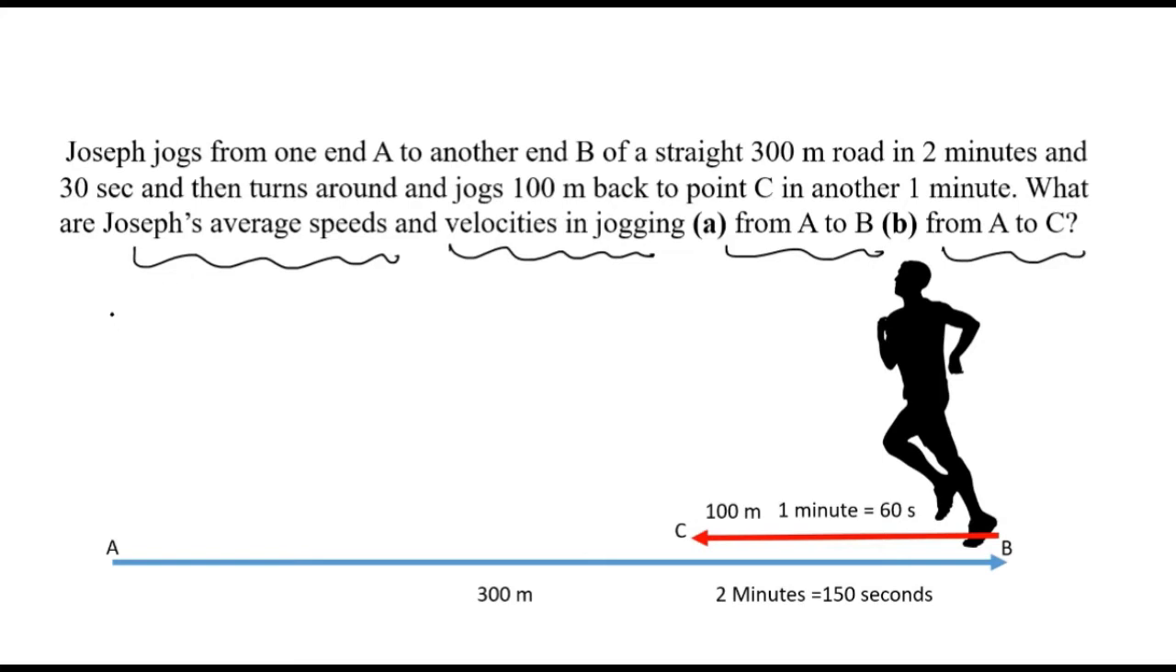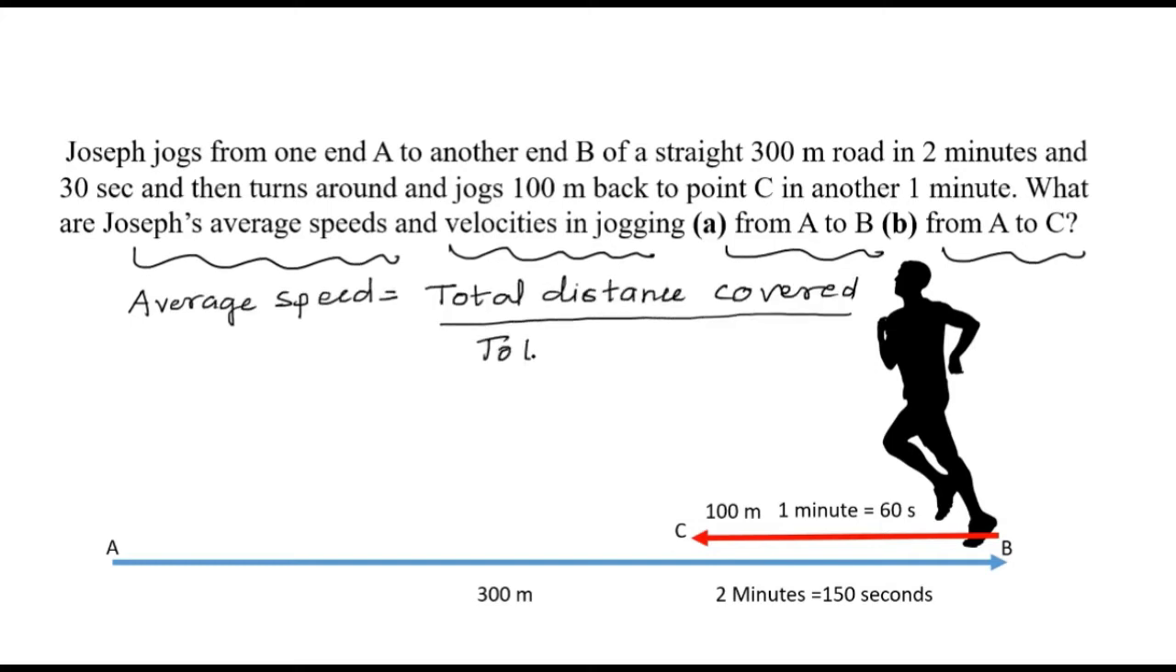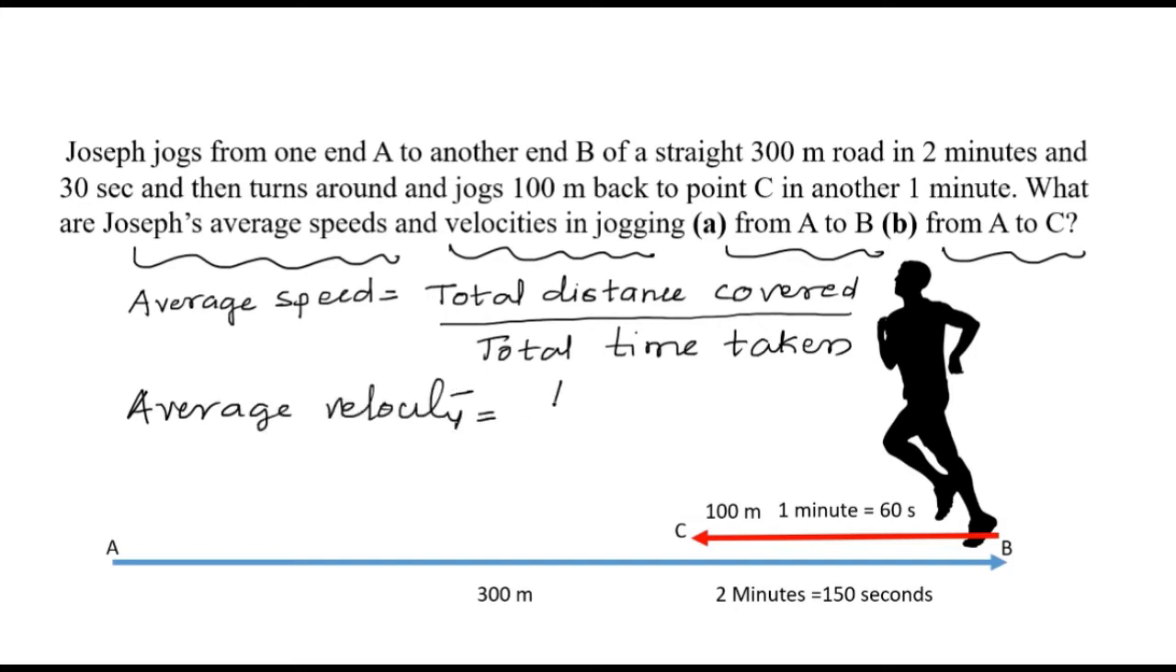We all know that average speed can be calculated as, let me write here, average speed equal to total distance covered divided by total time taken. So this is a very important one. Whereas average velocity is displacement occurred divided by time taken.